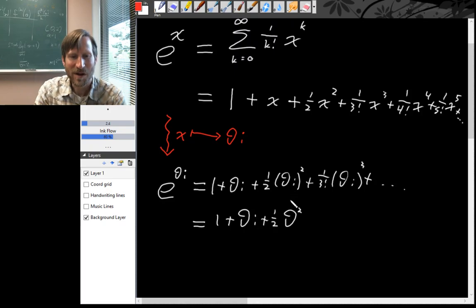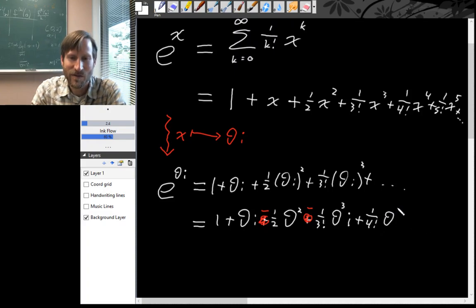times i squared. But i squared is -1, so that's going to make this plus a minus. Okay, plus 1 over 3 factorial times theta cubed times i cubed. But i cubed is negative i, so that makes this plus a minus, and that gives us an i right here. Okay, plus 1 over 4 factorial times theta to the fourth times i to the fourth, but i to the fourth is 1, plus 1 over 5 factorial times theta to the fifth times i to the fifth, but i to the fifth is just i, and then so on.